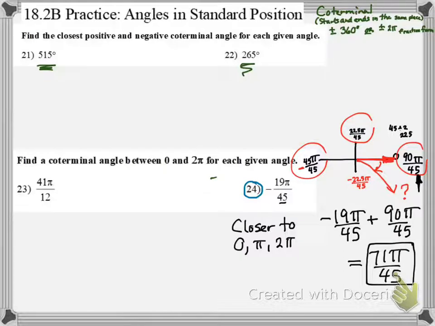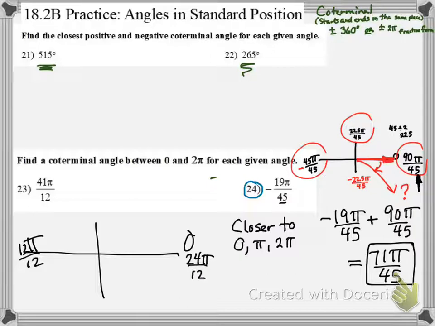I can do the same type of thing with number 23, thinking about 0 pi, except I'm going to call it 12 pi over 12 and 24 pi over 12. And I can say 41 pi over 12 is too big. Take off a full circle and see what you have left. If you get a number where the top is between 0 and 24 and the bottom is still 12, you're done with that.